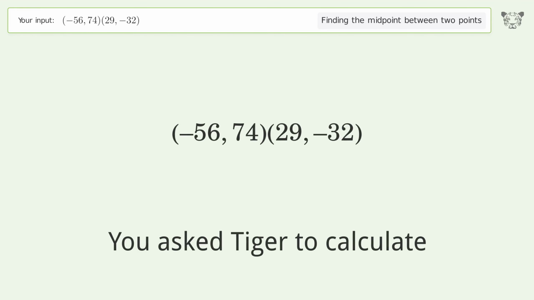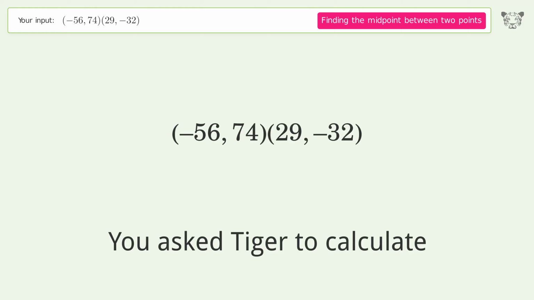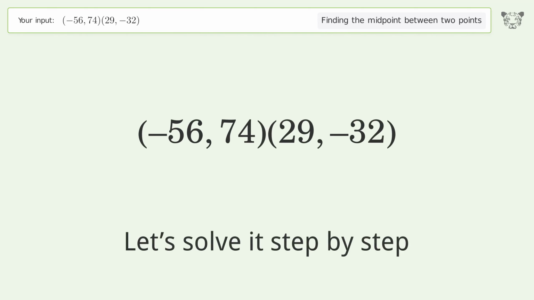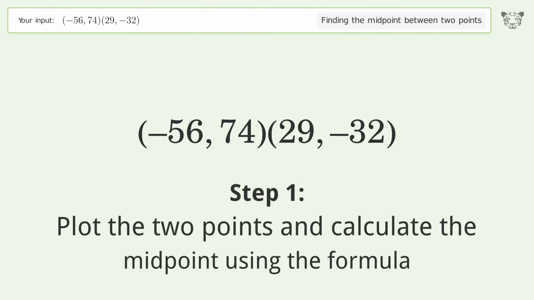You ask Tiger to calculate. This deals with finding the midpoint between 2 points. The midpoint between the 2 points is negative 13.5, 21. Let's solve it step by step. Plot the 2 points and calculate the midpoint using the formula.